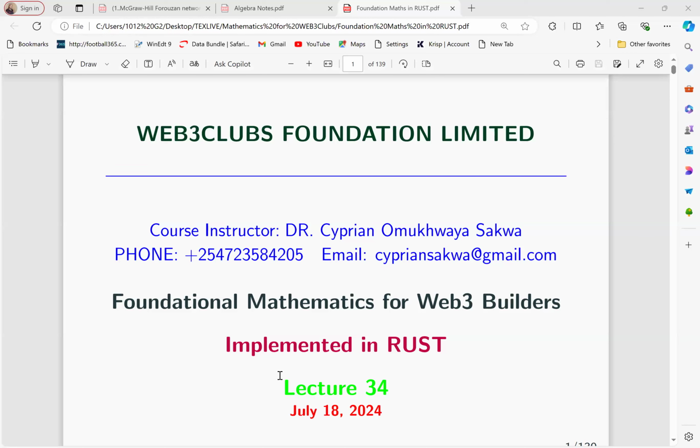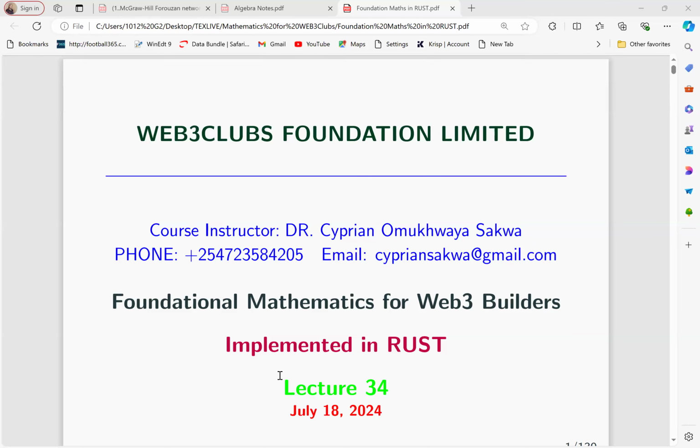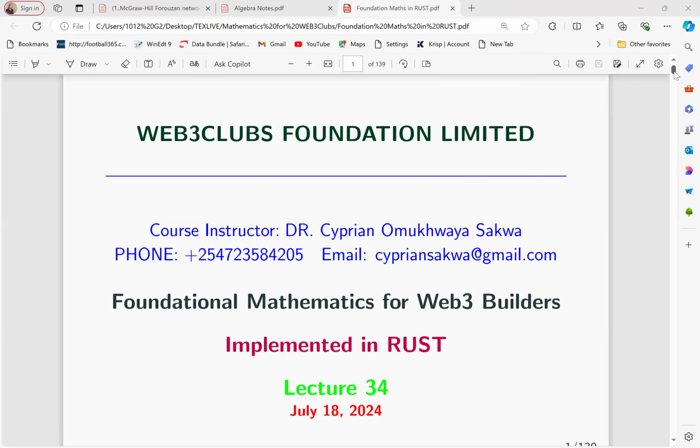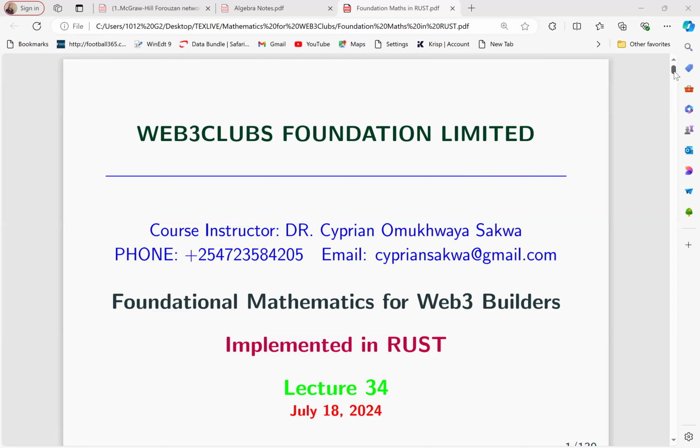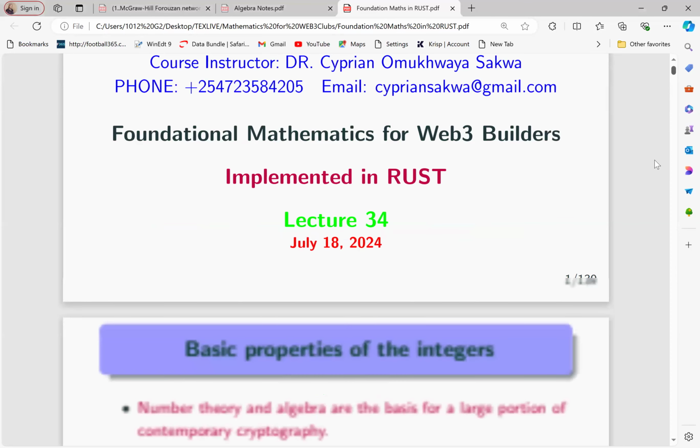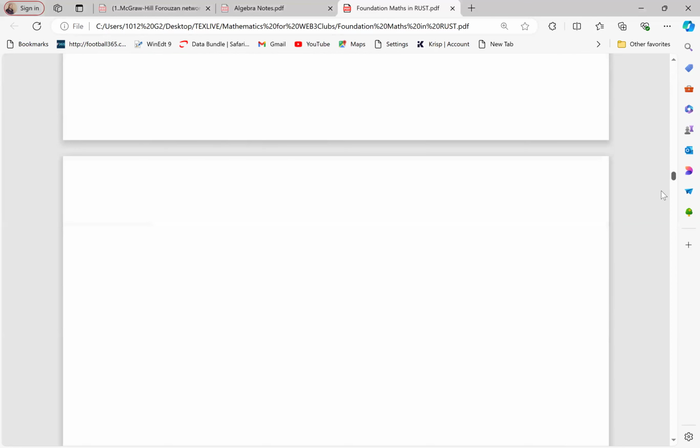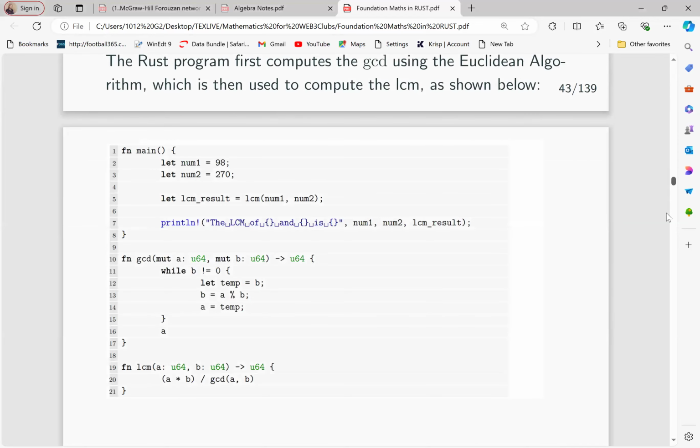Now, we had begun looking at the fast powering algorithm, and we had just looked at the Rust code for one part of that fast powering algorithm. So today we are going to look at another part, another way of fast powering algorithm. Let me just share where I'm referring to.